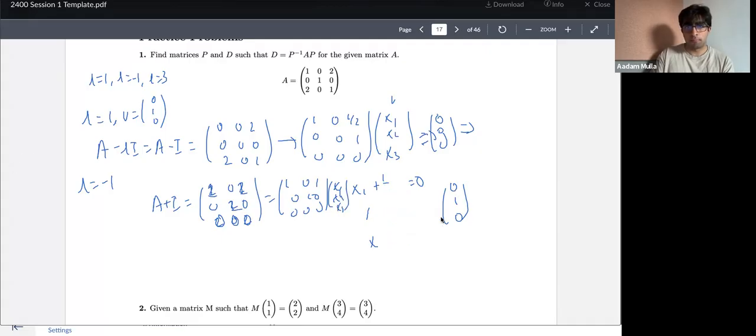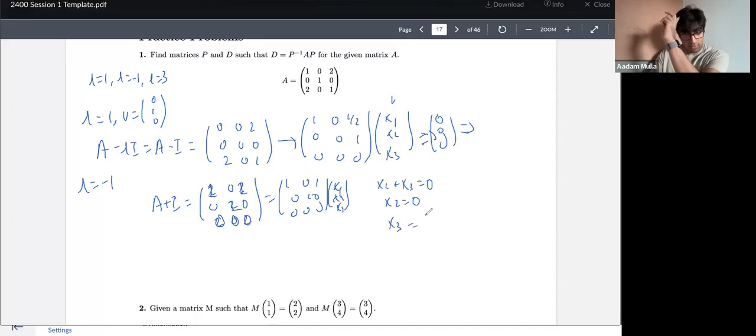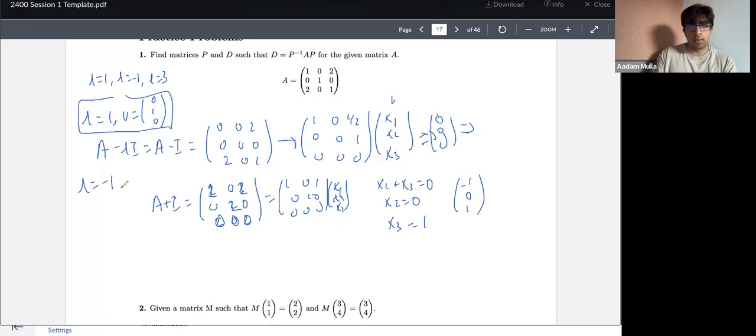Let's clear some space here. What does this say? So this says x1 plus x3 has to equal 0, x2 has to equal 0, and then x3 is free, looks like. So x3, let's call it 1, let's call x2 0, and then x1 has to be -1, because if x1 plus x3 equals 0 and x3 is 1, then x1 has to be -1. So x1 is -1, x2 is 0, x3 is 1. That's a vector. So for lambda equals 1, we found this one. For lambda equals -1, we find this one. Okay, last one. It's a bit extensive.